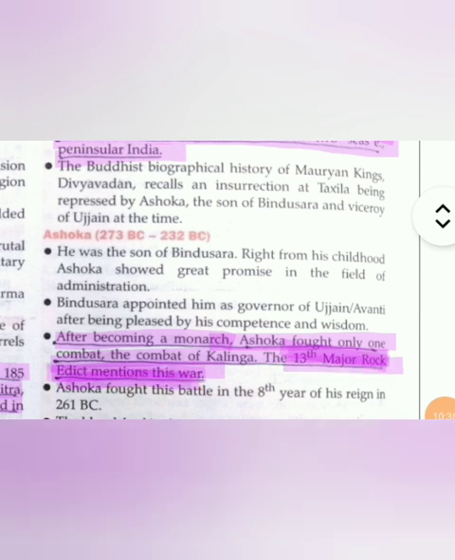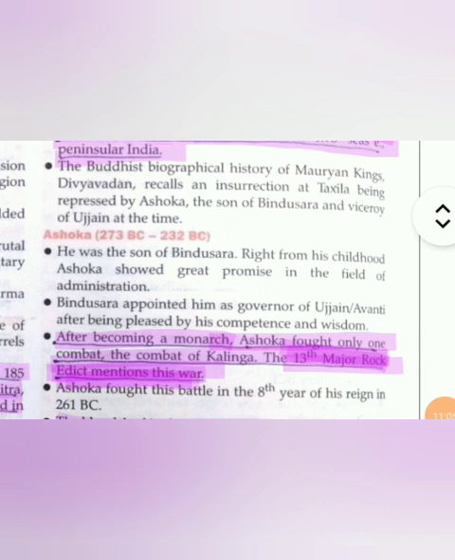You need to learn in which rock edict the information is given about the war of Kalinga. So about the Kalinga war, the information is given in the 13th major rock edict. This is a very, very important question, the Kalinga war. Okay, so this war was very deadly. It was a very furious, very terrible war.